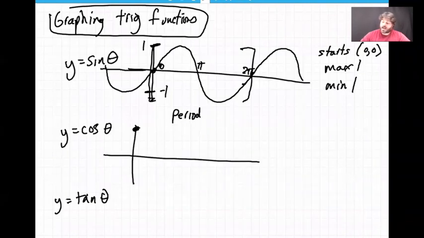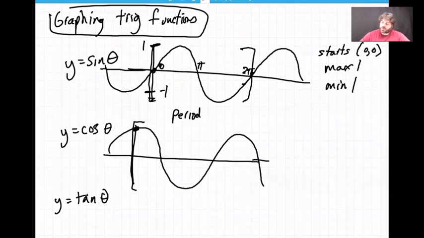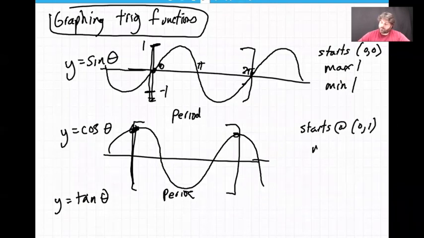Cosine starts up at the top and then comes down and up and down and up and down and up. Okay, so we're going to really focus in on this one cycle here, this period of the top to top. So it starts at 1, has a max of 1 and a minimum of negative 1.